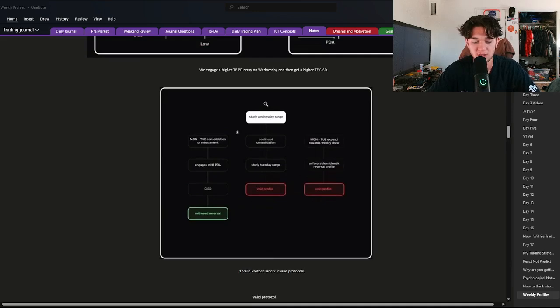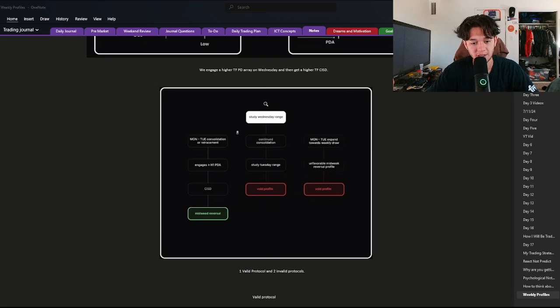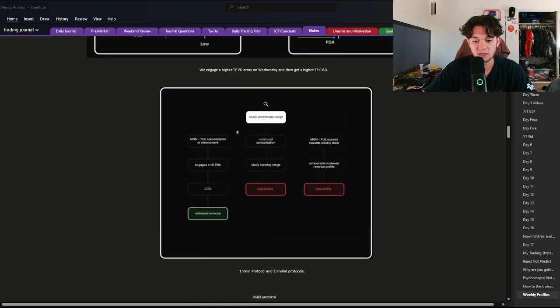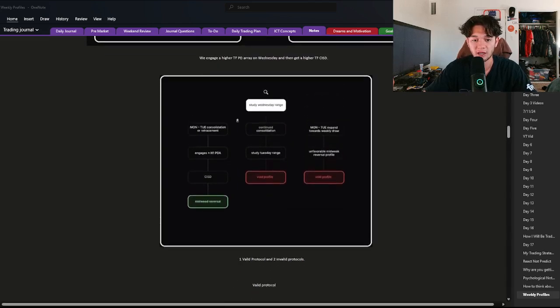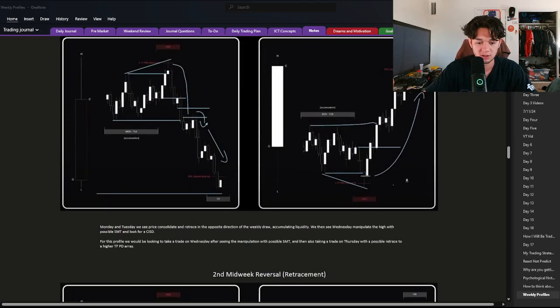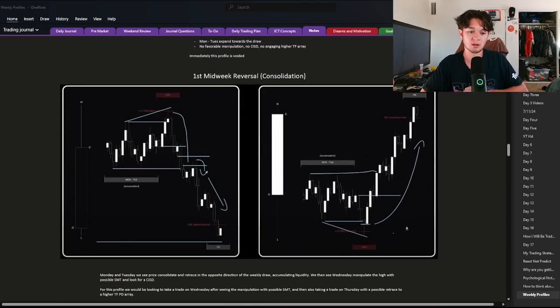Invalid protocol: we let Monday and Tuesday play out, we see consolidation, then we see Wednesday's price action and its continued consolidation. So we had more consolidation on Wednesday, and this profile is voided. Say we don't sweep the high or the low, and we stay in the range, then this profile is voided. Monday and Tuesday, we were going towards the weekly draw. Immediately, it's a voided profile. So this is what it looks like on the 1 hour.